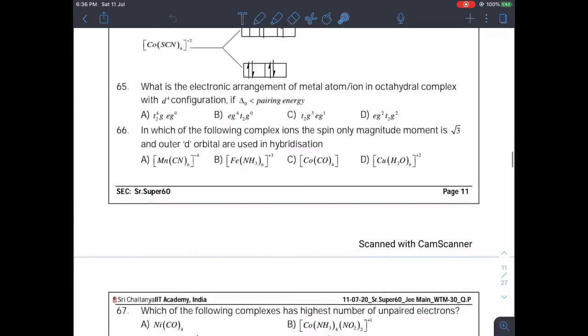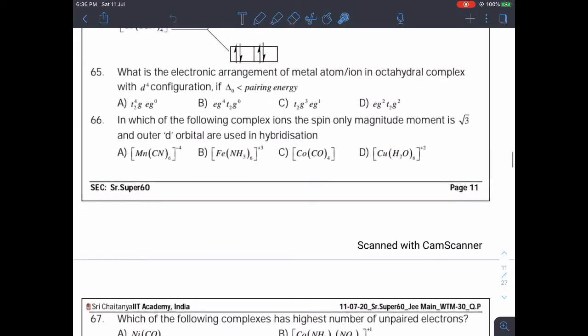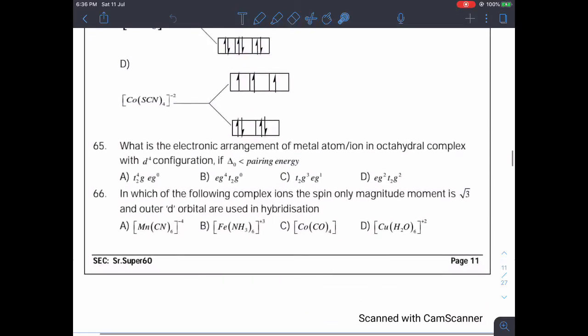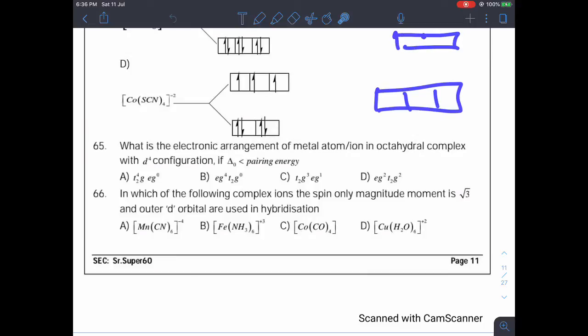Right. And now let's move to question number 65. What is the electronic arrangement of a metal ion in an octahedral complex with d4 if pairing energy is higher? Now tell me, if pairing energy will be higher, that means octahedral is like this. If in pairing we require more energy, then what will happen? It will move to the higher state.